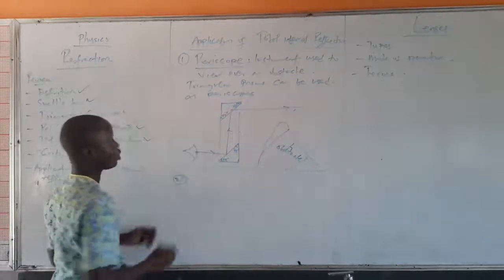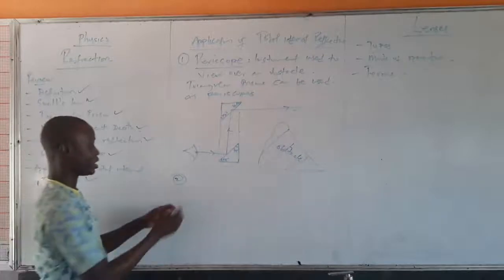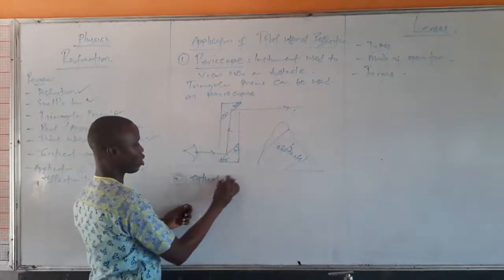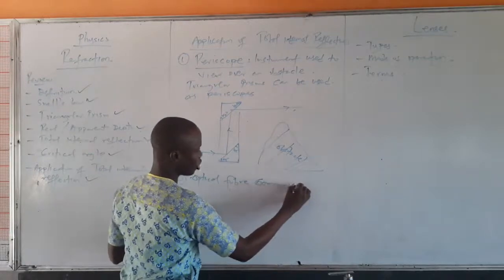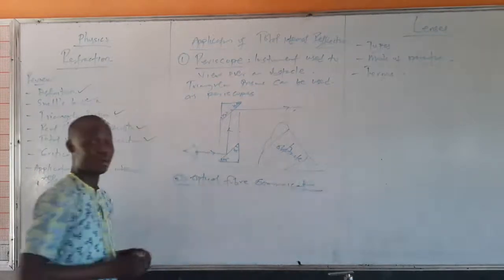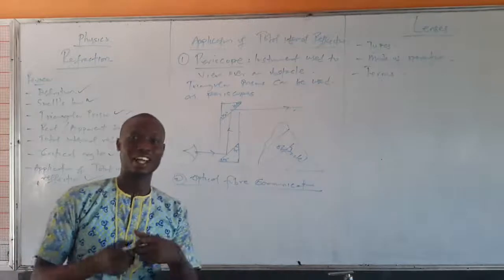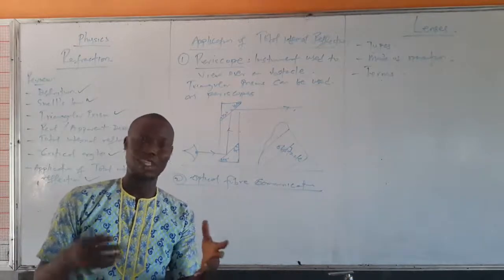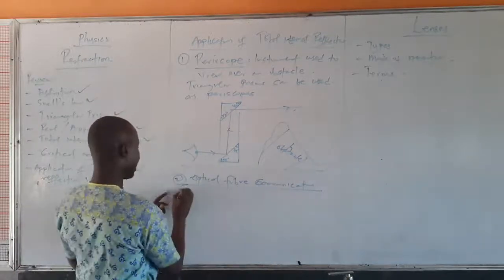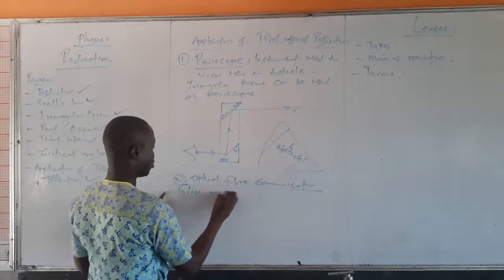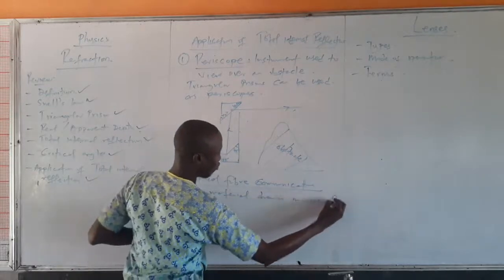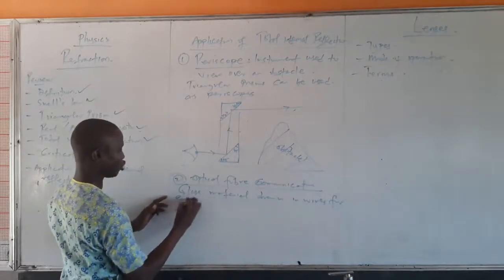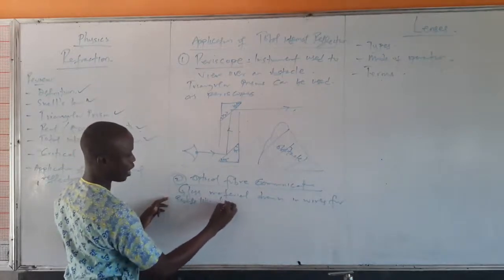Now, another application of total internal reflection is optical fiber communication. And what is an optical fiber? An optical fiber is a glass material drawn into wire, used for satellite or high speed communication.